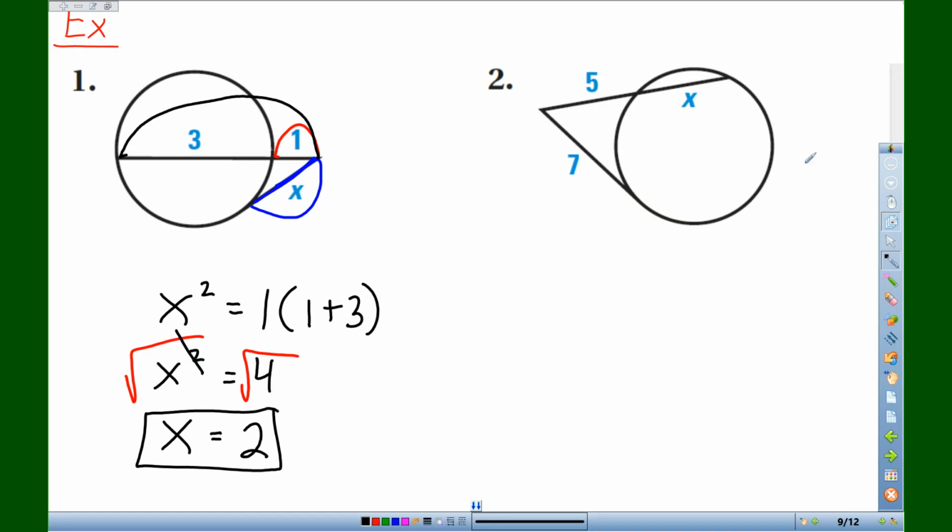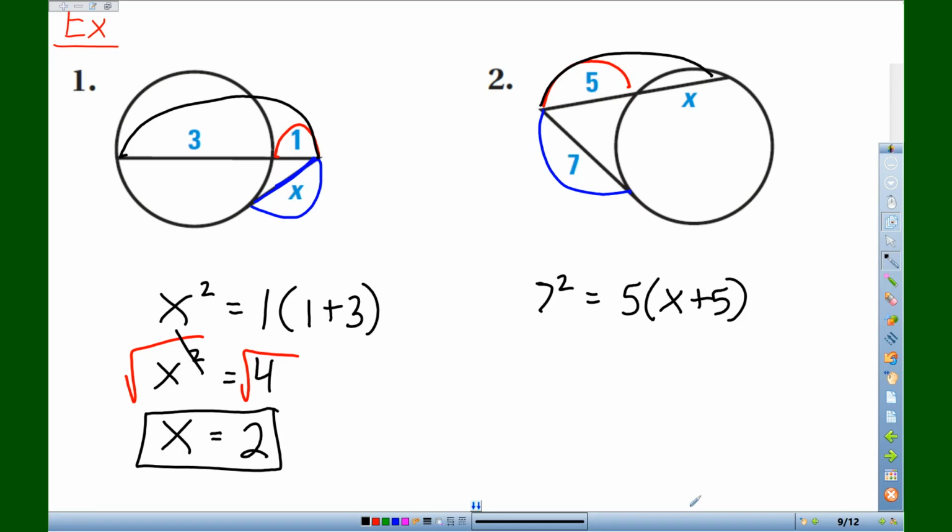Okay, cool. Let's try with number 2. Okay, first thing, my tangent line on this one is 7. Okay, so we're going to start by squaring that. Okay, my secant line, outer segment, 5, times the entire line, x plus 5. Okay, so obviously we got a little bit different equation, because our variable was in a different spot. That's fine. Okay, 7 squared is 49.